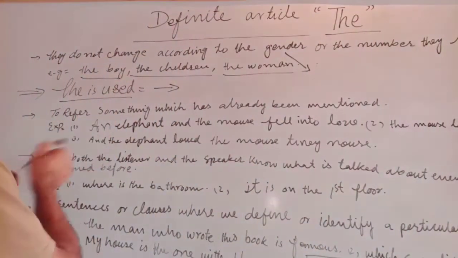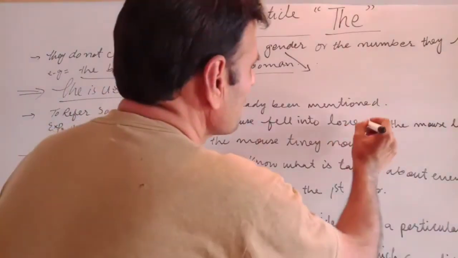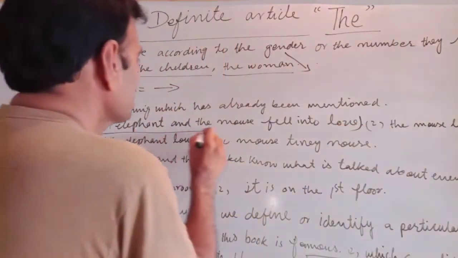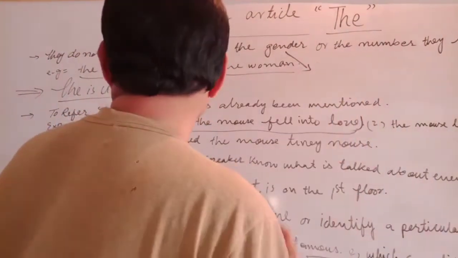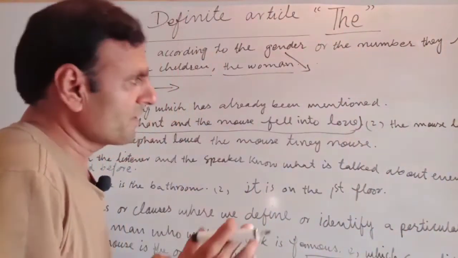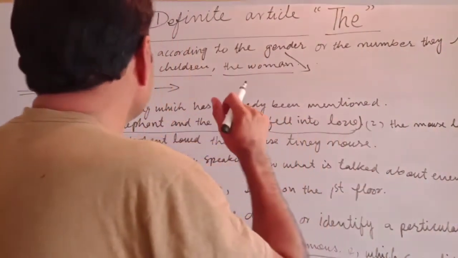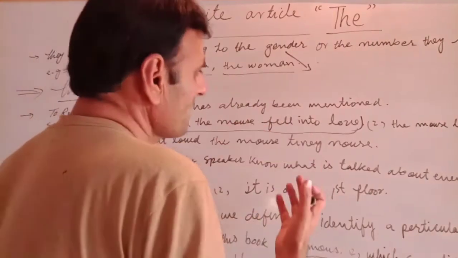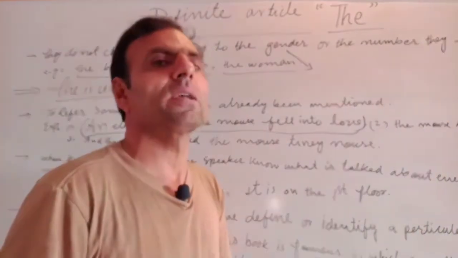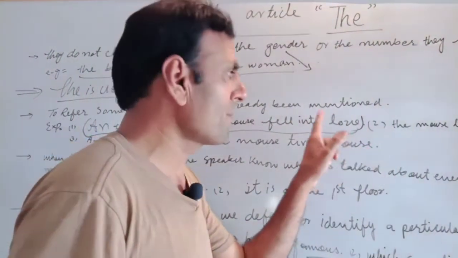How? See here, for example, an elephant and the mouse fell into love. Now we mentioned this clause. An elephant and the mouse fell into love. Now, as I said, we use "the" for the things that are already mentioned. Now, this is mentioned, that there is a love between the mouse and an elephant. This is a mentioned sentence, a mentioned thing.